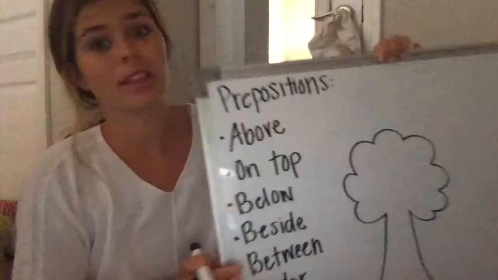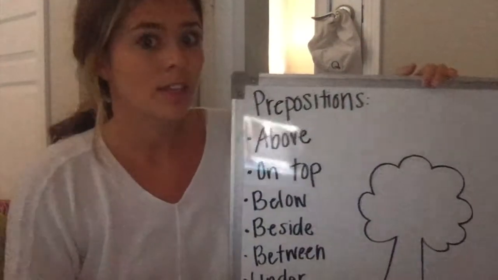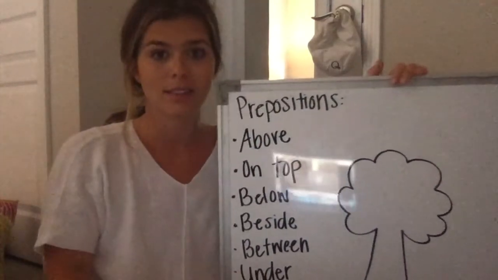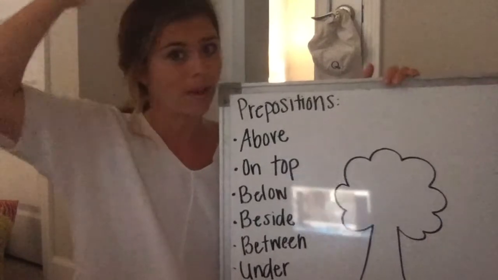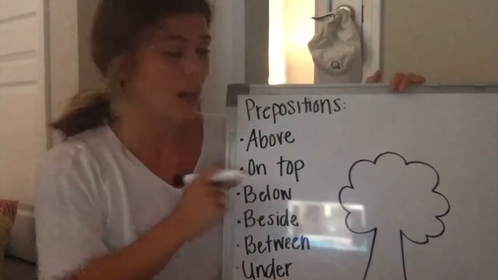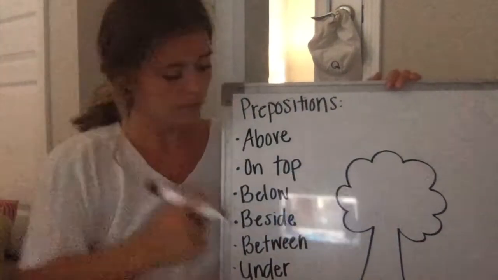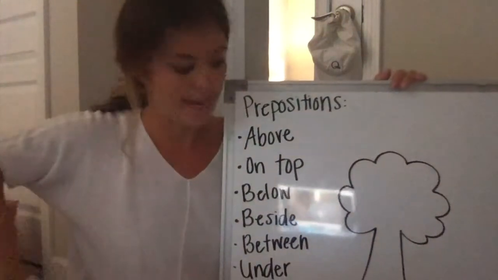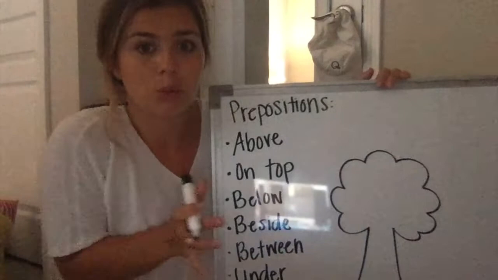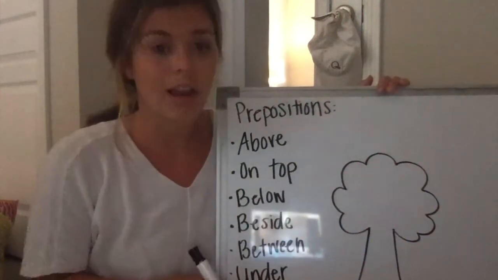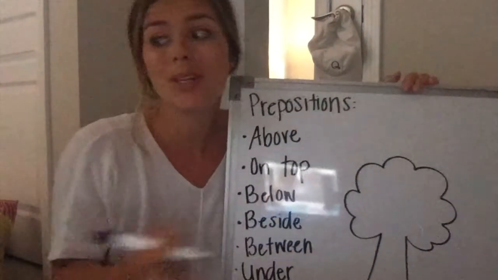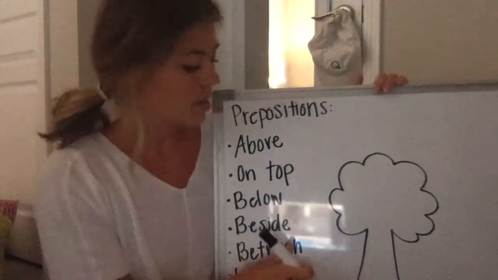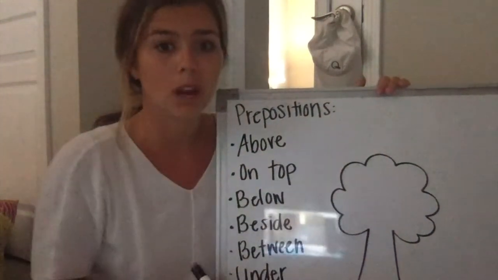Good. Okay, so these are the ones that I wrote down. So above. If something is above Miss Leneve, where is it? Good. Above my head is above me. On top, same thing. Below. Beside. Between. And under. Where's under? Like Boo is under my bed right now taking a nap. Okay? So these are prepositional words.